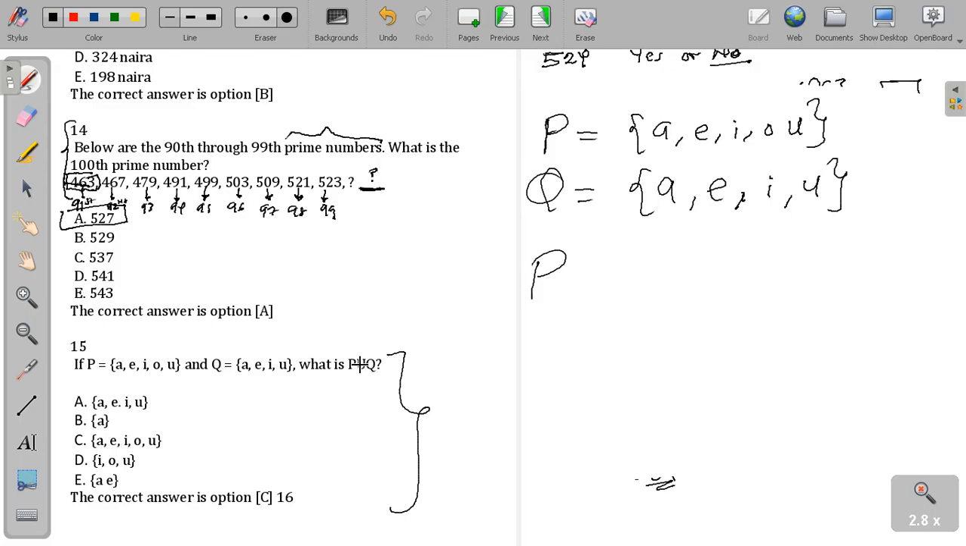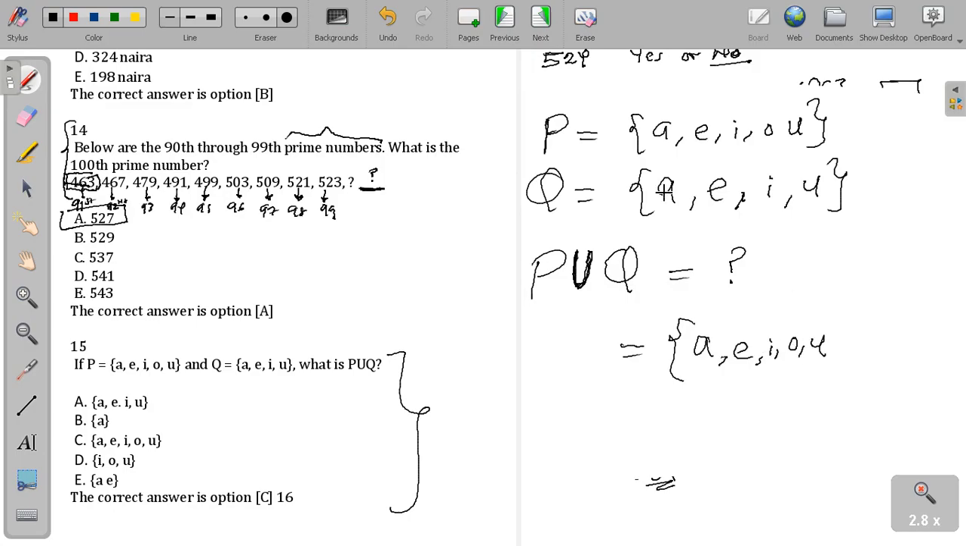So do you know what this thing means, this thing that they asked us to look for? This U means union, and union means you need to write out all the elements that you have in P and Q without repetition. That's what union means. You're going to write all the elements together, all the elements that you have in P and Q without repetition.